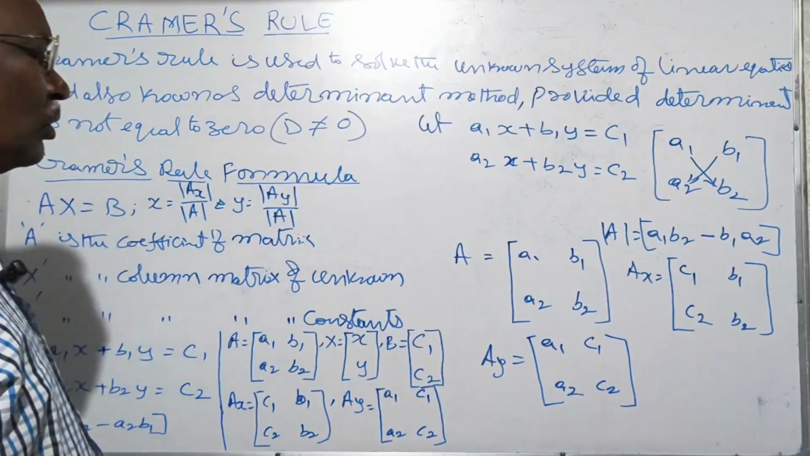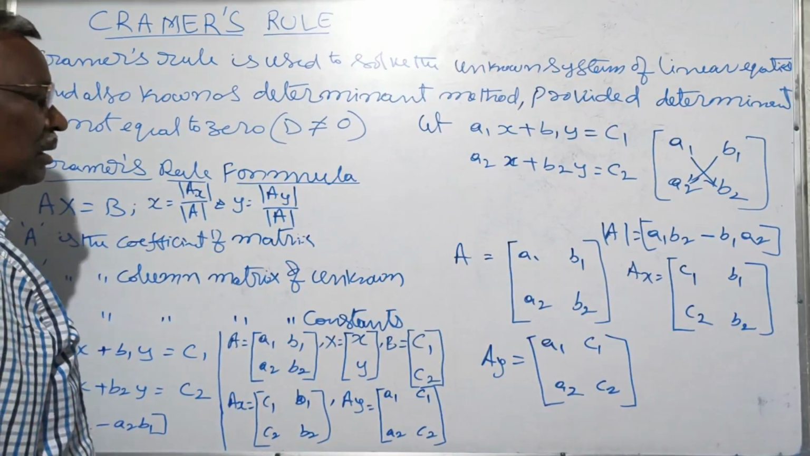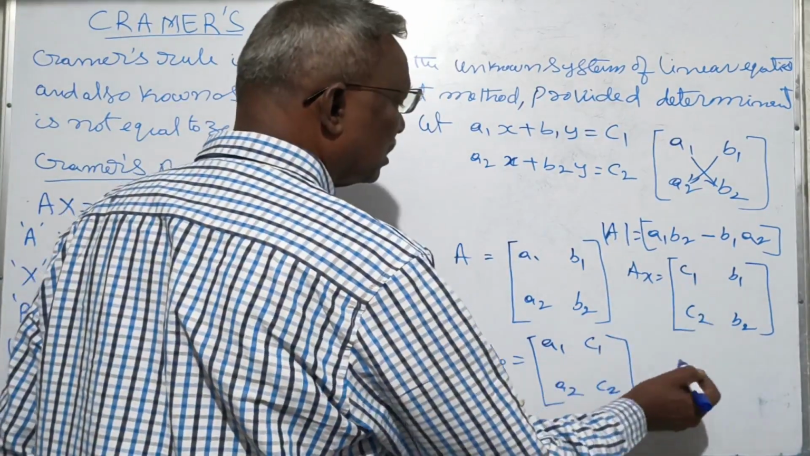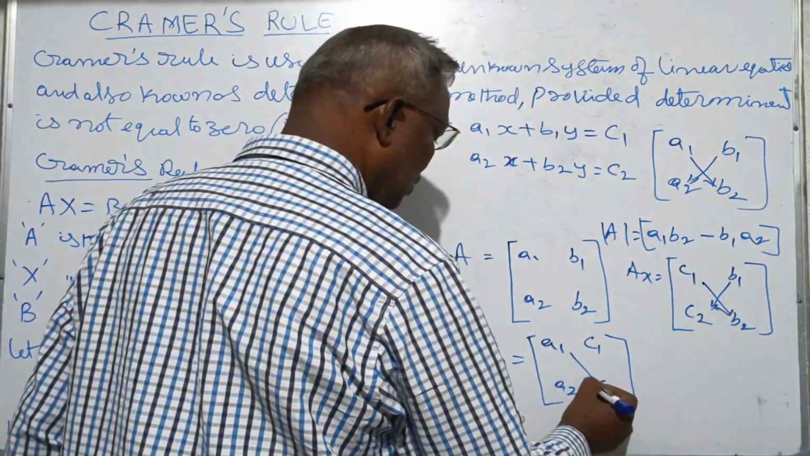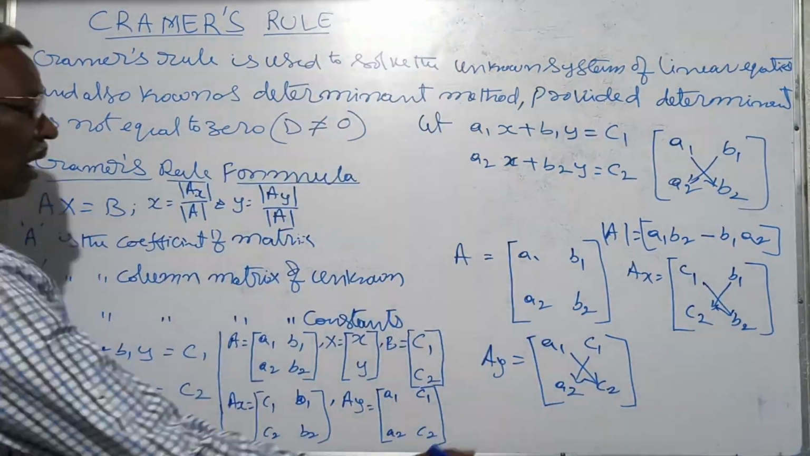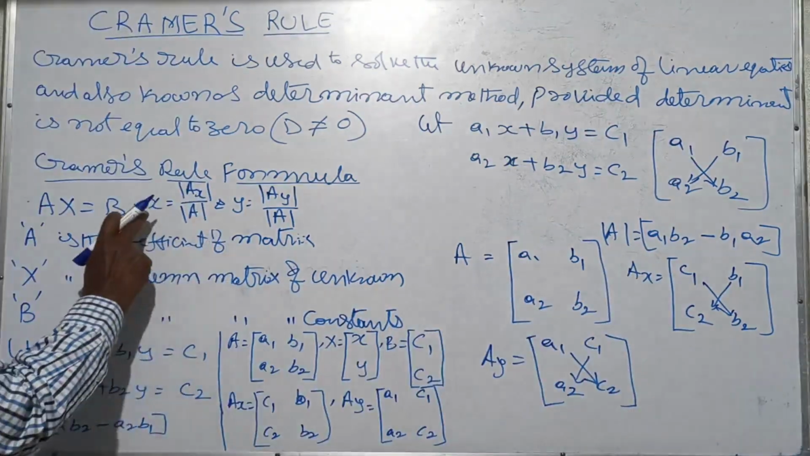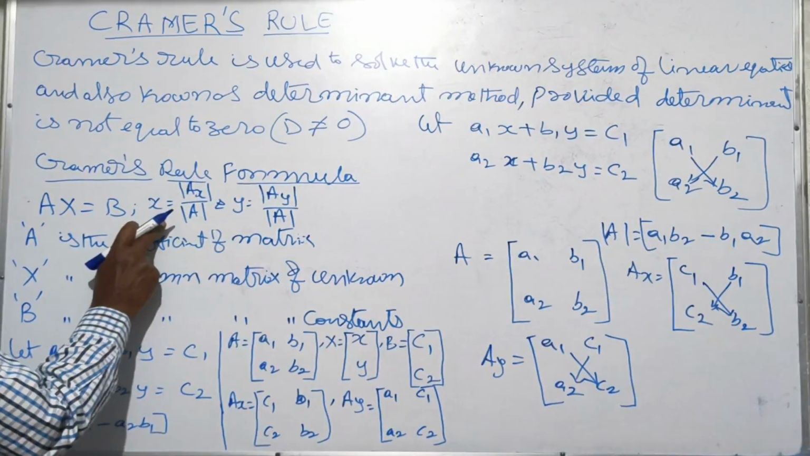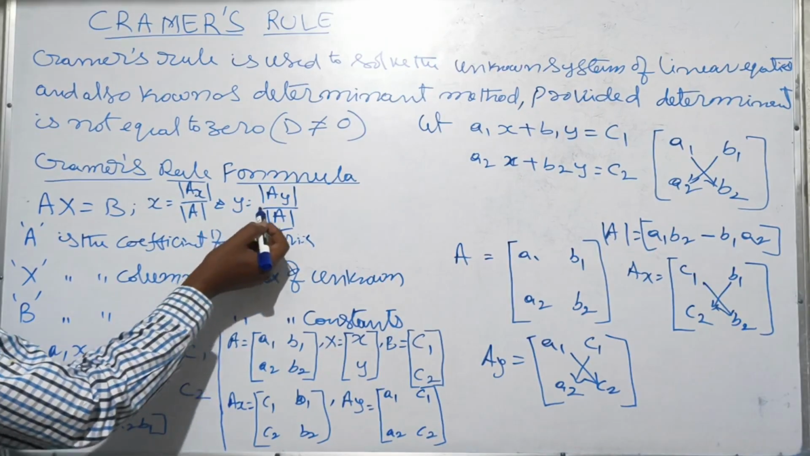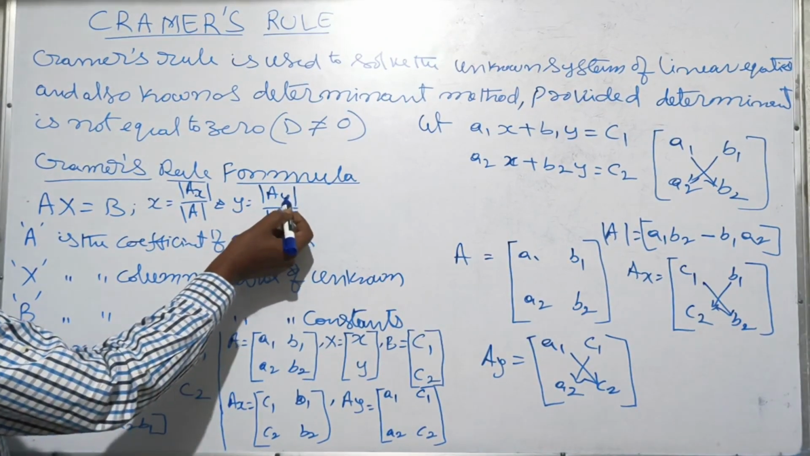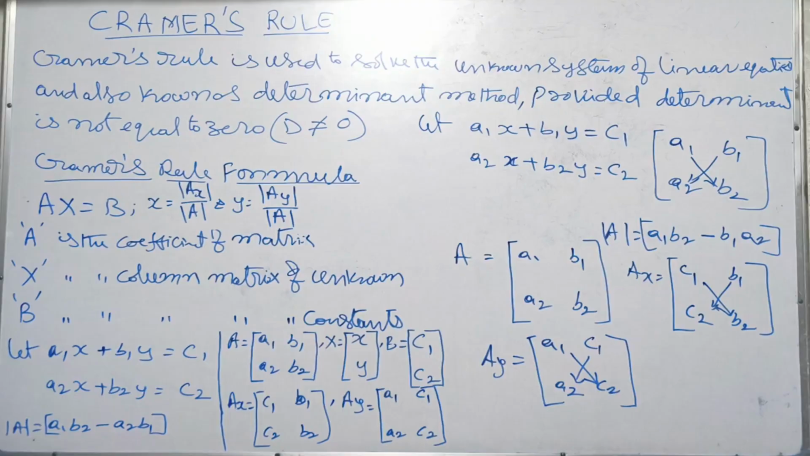Next, now you know very well that the determinant of this matrix, this also, after solving the determinant, therefore X is equal to determinant of AX by determinant of A, and Y is equal to determinant of AY by determinant of A.